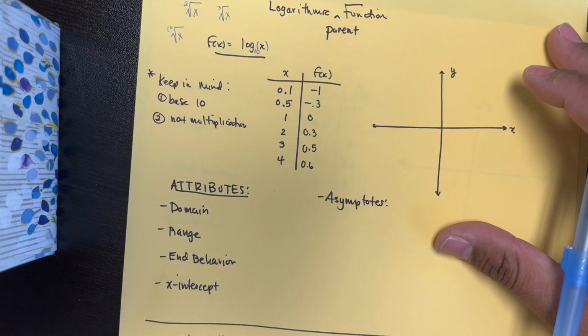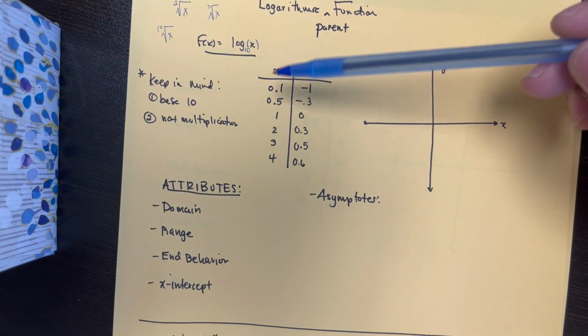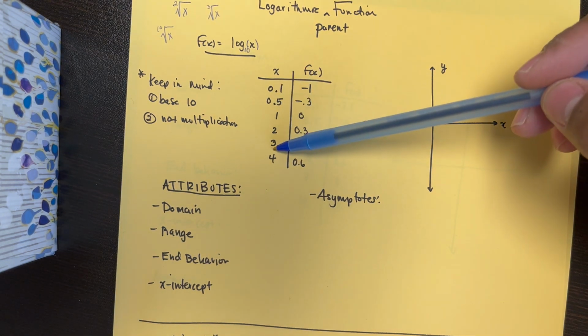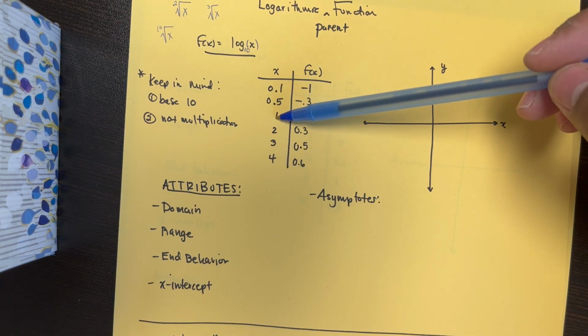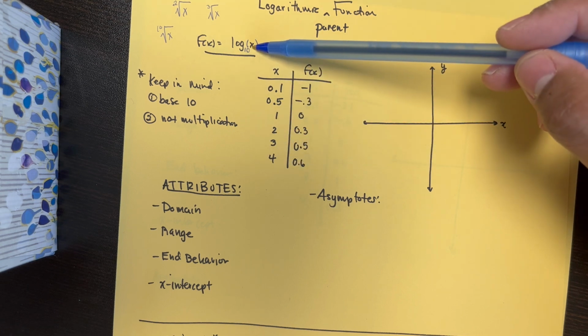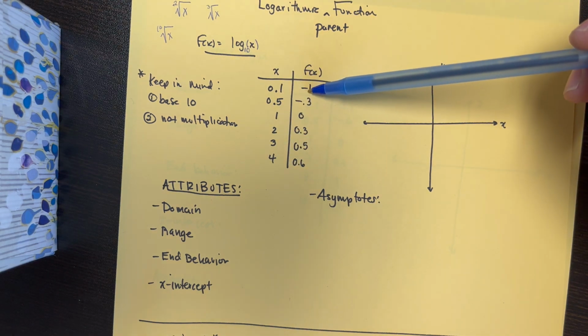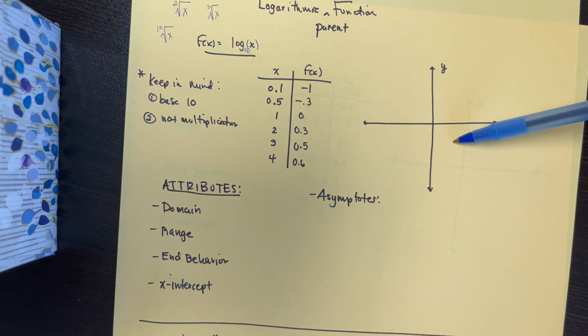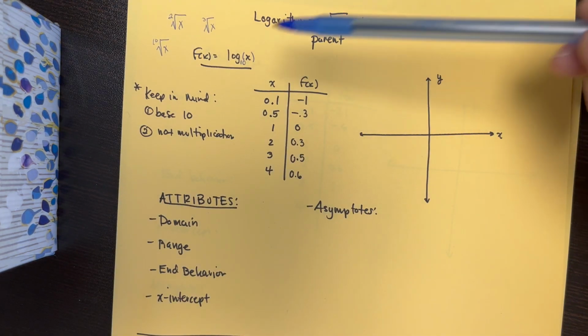Okay, now here I plugged some numbers into this function and put them in ahead of time. I plugged in 0.1, 0.5, 1, 2, 3, and 4 into x, and what it gave me back is all these y values here. So I'm going to graph them so you guys can see what the parent function, which is this one, looks like on the graph.